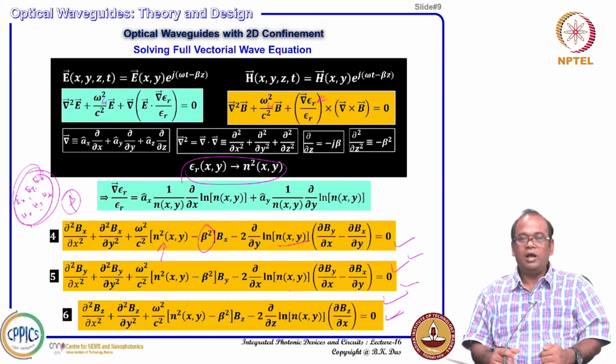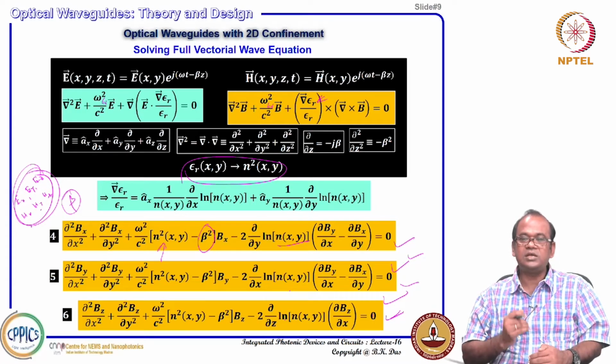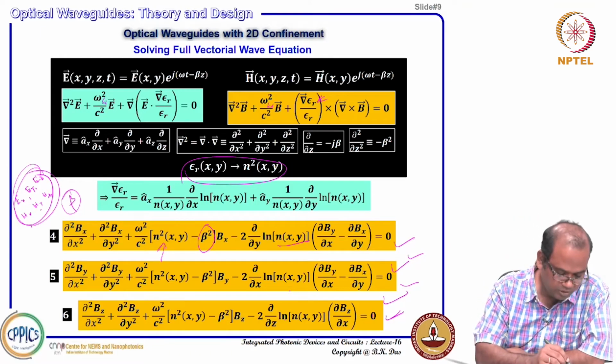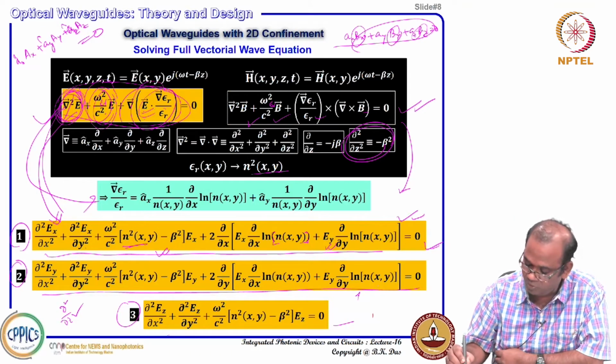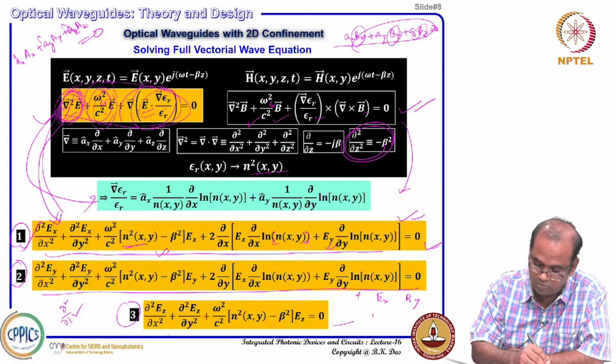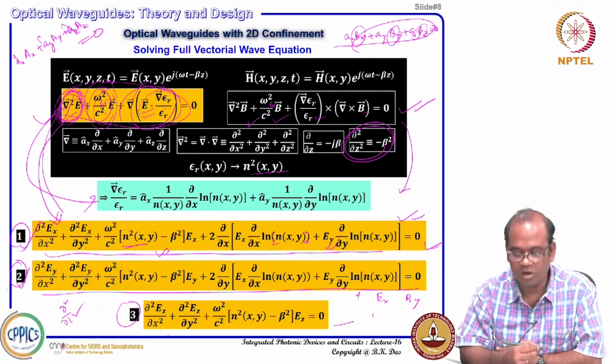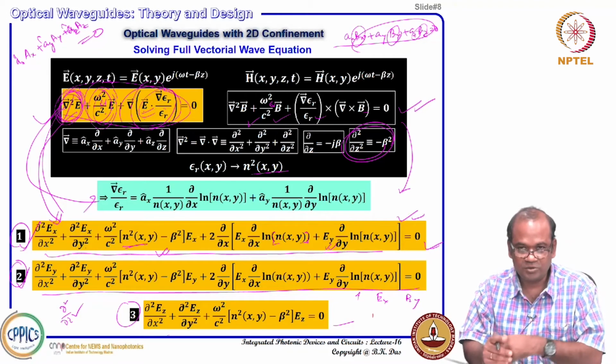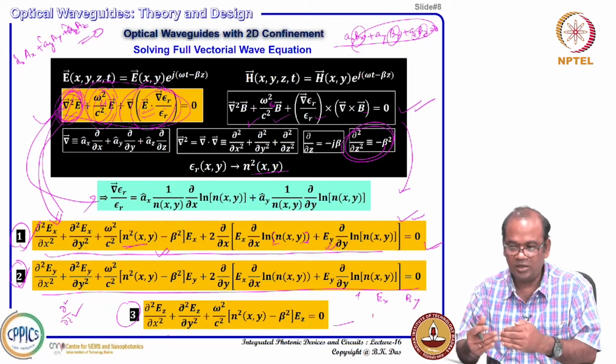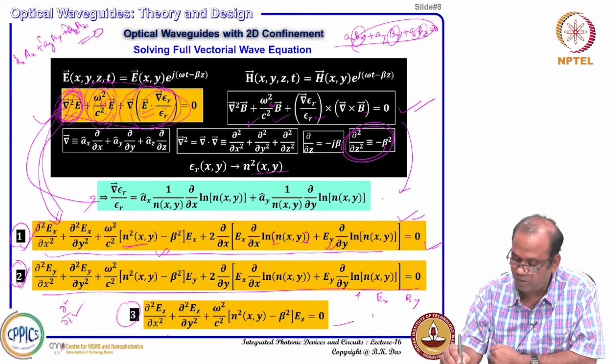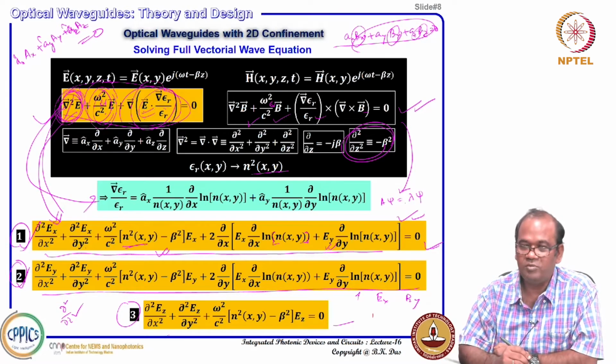But I would explain here that you do not need to solve all these 6 second order differential equations. Only if you solve these 2 equations, if you get Ex and Ey from equation number 1 and equation number 2 simultaneously, and whenever you are solving, it becomes a problem like Ax psi equal to lambda psi, something like that you will be getting, right.